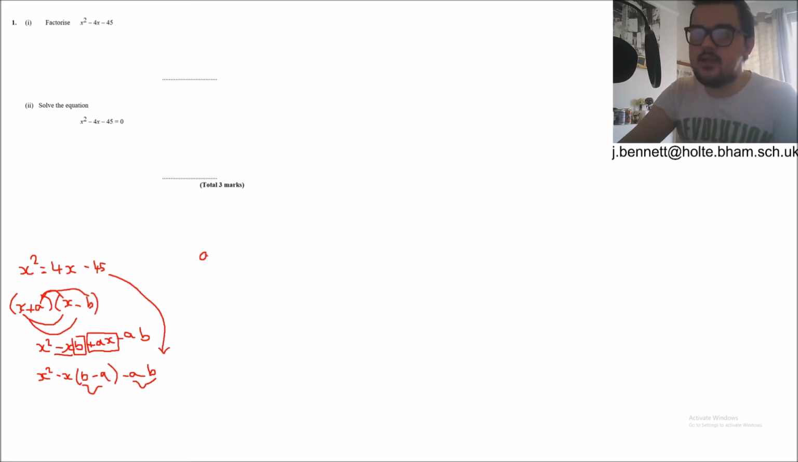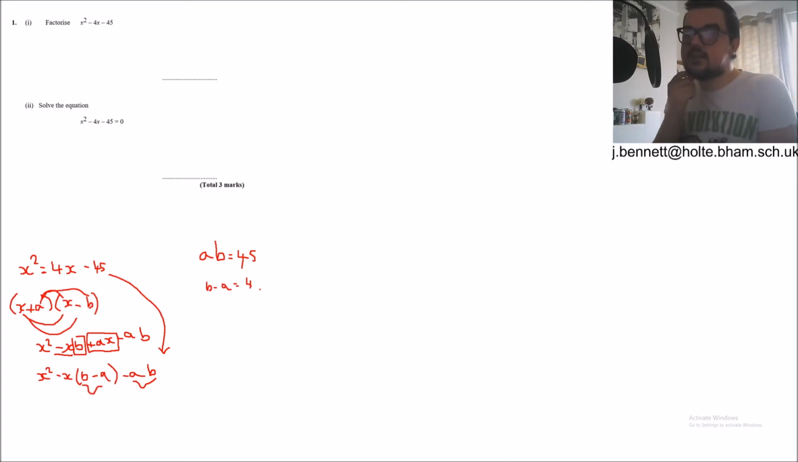We write down that ab equals 45 and b minus a equals 4. Now you can solve this simultaneously if you want, but it's just a bit awkward and kind of unnecessary. So what we're going to do is just plug in numbers and see what works. We want two numbers that multiply together to get 45, so let's just write down the pairs of numbers that multiply out to get 45.